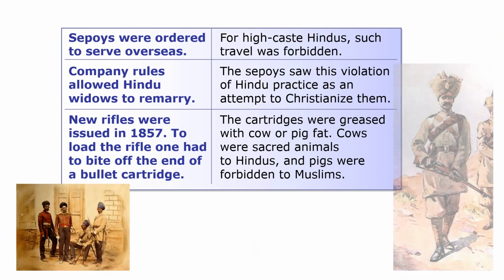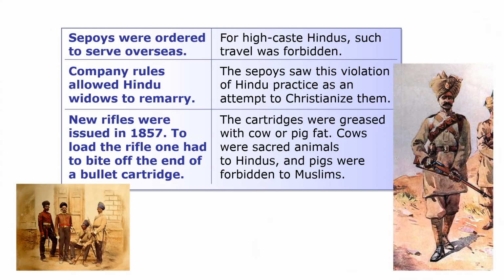So what were these rules? Well, there's several of them. We're going to highlight three. The first one is Sepoys were required to serve overseas. So even though they were Indian natives, they might be required to serve in Africa or elsewhere in Asia or even anywhere else in the world. Well, the problem was for those Hindus in the high castes, they were not allowed to leave India. So requiring them to travel was against their faith.